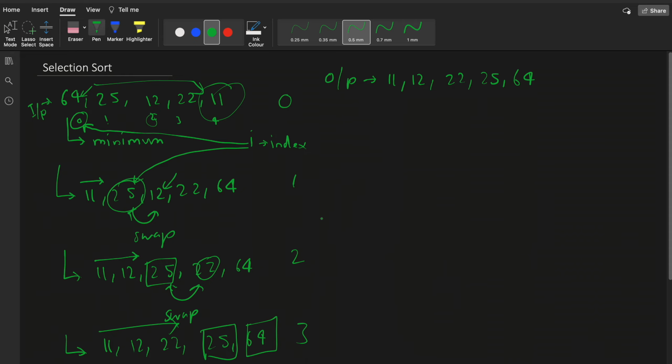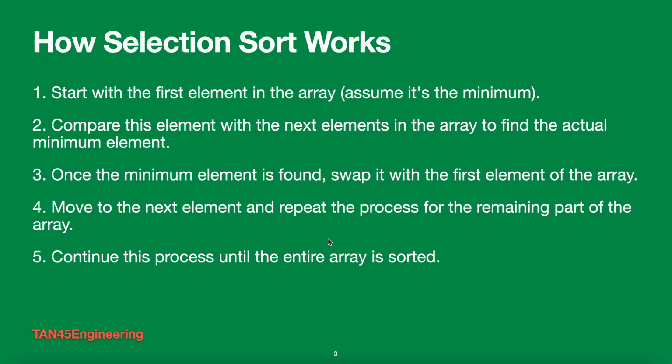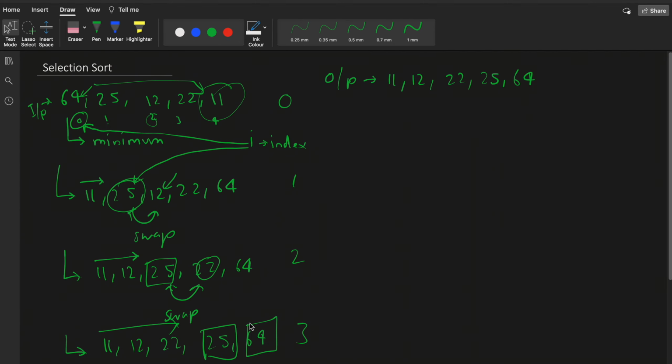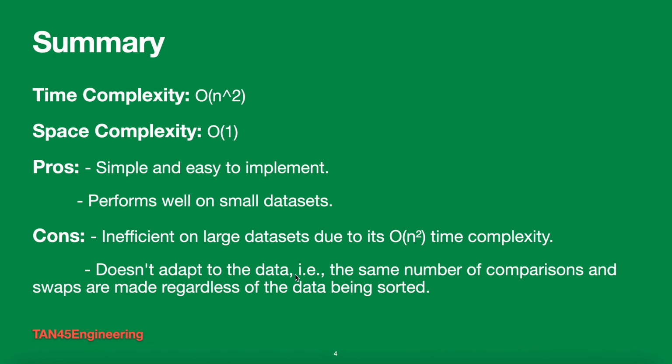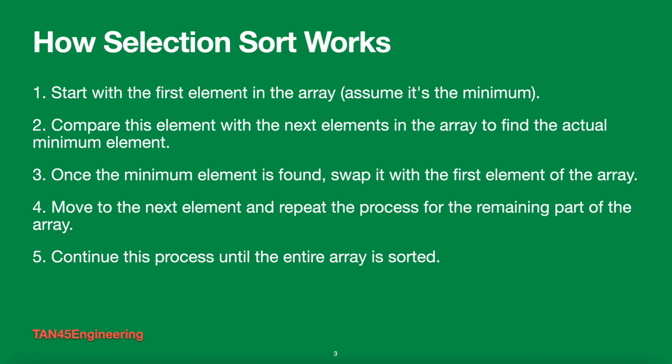Okay, now let's go back to our sheet. So we continue the process until the entire array is sorted. So we completed the entire array and the final array is sorted, right? Now before I go to the summary, let's go to its code.